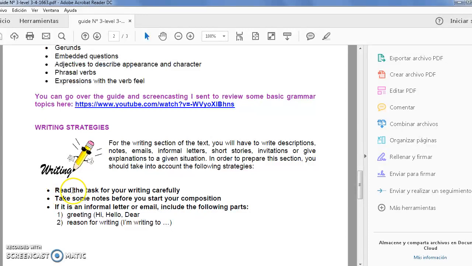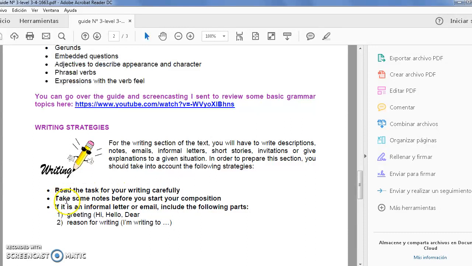The first one is read the task for your writing carefully. That means that you understand exactly what you have to do. If you are not clear about the task you have to answer, later you will make mistakes.